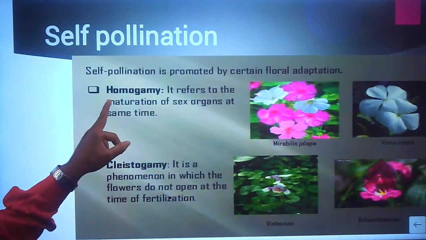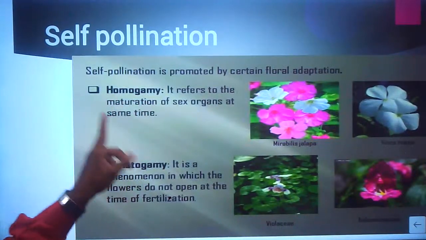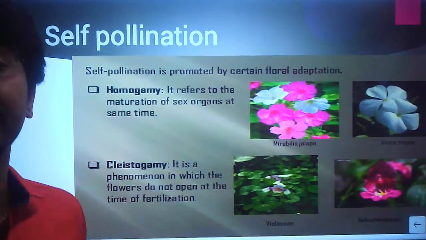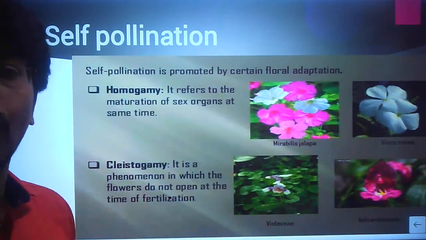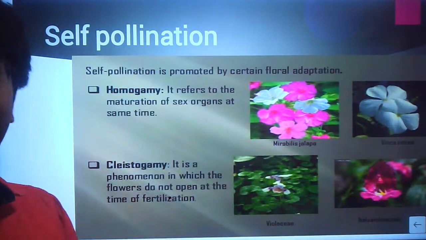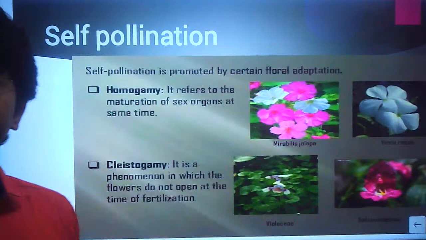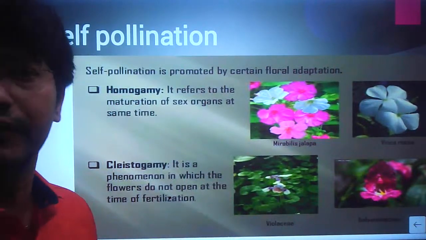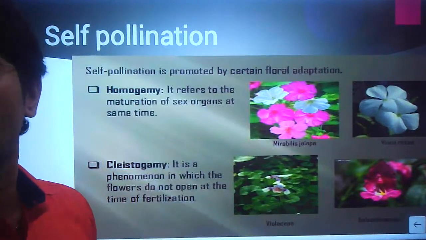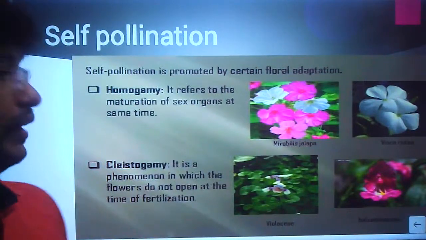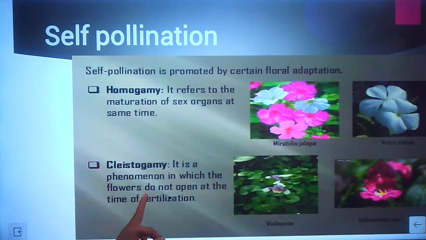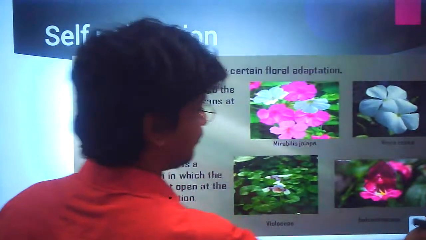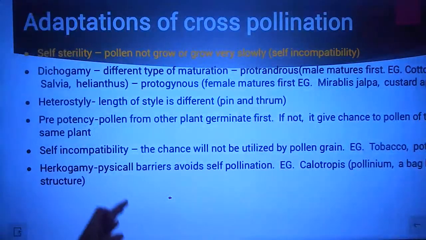So homogamy, I already told you, refers to maturation of sex organs at the same time. It means anther and stigma both should mature at the same time, then it is called homogamy. If the anther matures at one time and the stigma matures at a different time, then self-pollination will not work out, and it will go to cross-pollination. Cleistogamy, I told you, is where the flowers do not open at all at the time of fertilization. This we call cleistogamy. This we already discussed.